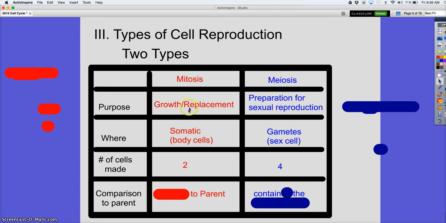So if I'm replacing my cell or making a cell to allow for growth, what does the cell look like in comparison to the parent cell? Exactly. How about in meiosis? Different. What do gamete cells look like in comparison to the parent cell? They're different. How? Because so gamete cells, basically, those are like sperm. Yep. So like, because every sperm is like a little different. How? Oh, they have different chromosomes?